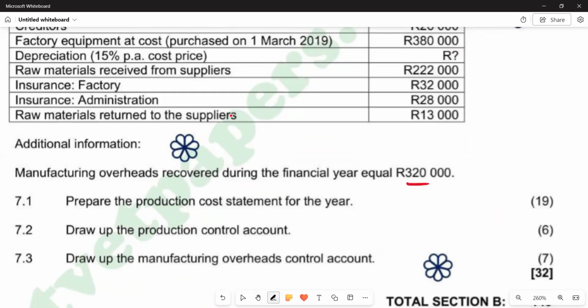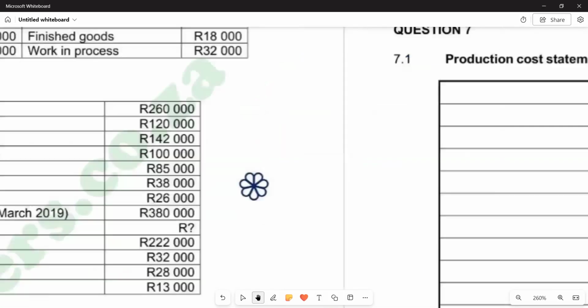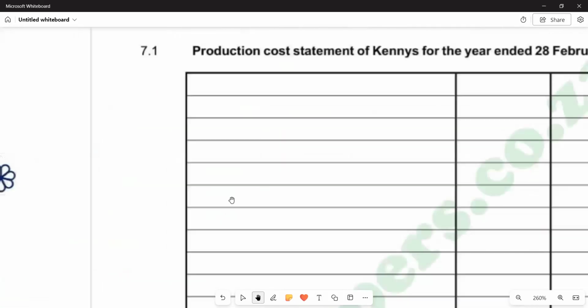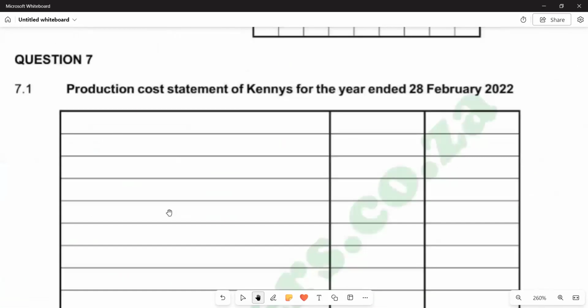So on the first part of our question, for the sake of this video, we're going to look at 7.1, which is on the preparation of the production cost statement for the year, and it has got 19 marks. So we go to the other section and try to see what we have in terms of the provision that is given in the answer book. This is the production cost statement of Keynes for the year ended 20th February 2022.